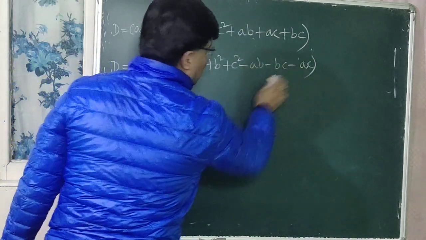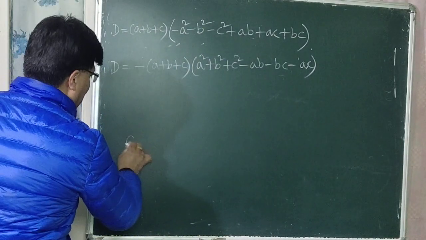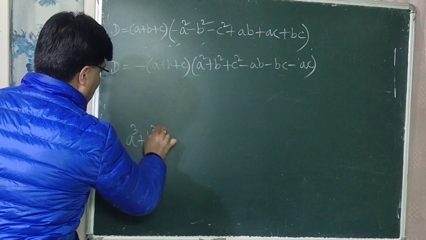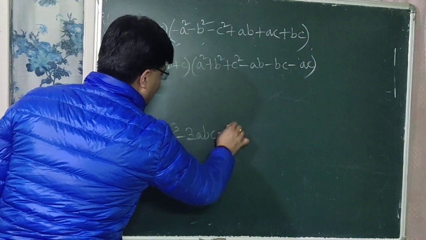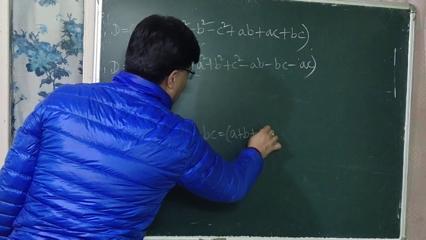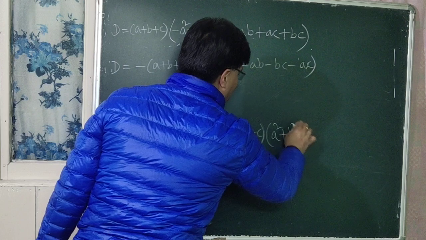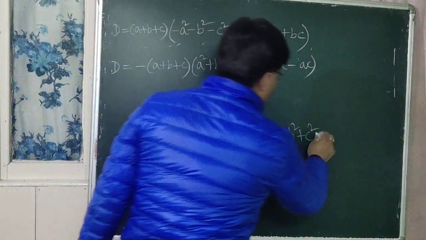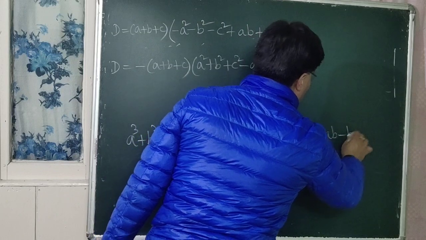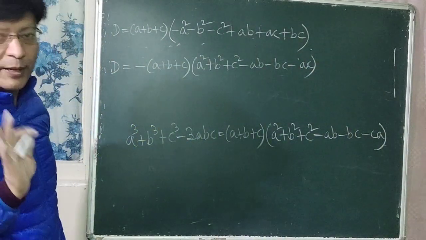Now you should remember its formula. Write down in your copy what the formula is. A cube plus B cube plus C cube minus 3ABC has a factor formula: A plus B plus C into A square plus B square plus C square, right? Then comes minus AB minus BC minus CA. So this is the formula that you should remember.